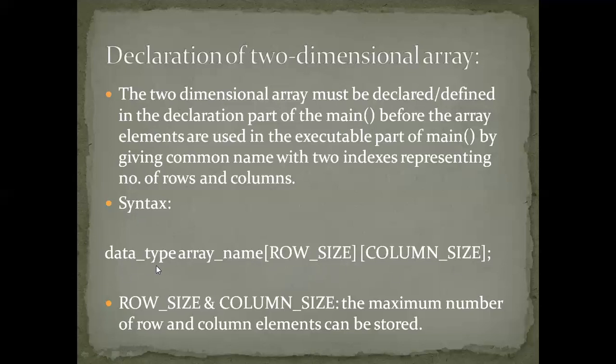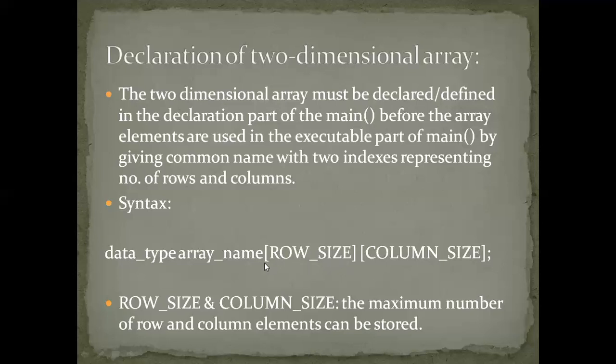Here the data type can be any data type: integer, float, double, or character. Array name is the name of the array, a valid identifier, which is common for both the indexes. Row size and column size indicate what? The maximum number of row and column elements that can be stored. Whatever maximum size you give, you can make use of that size.